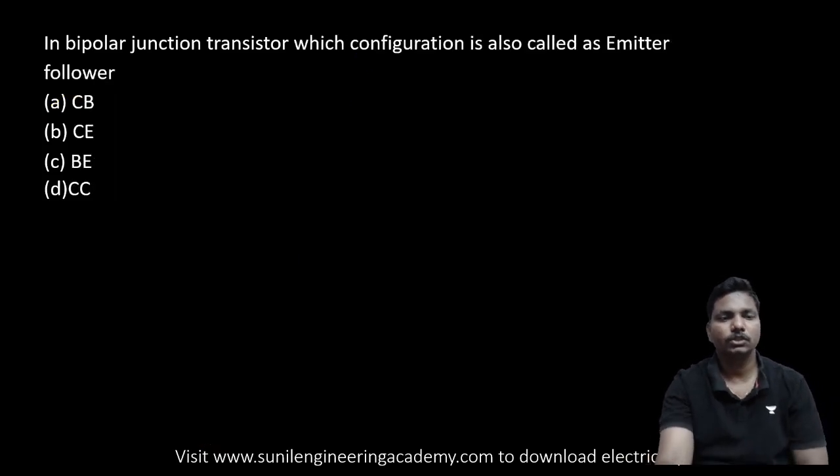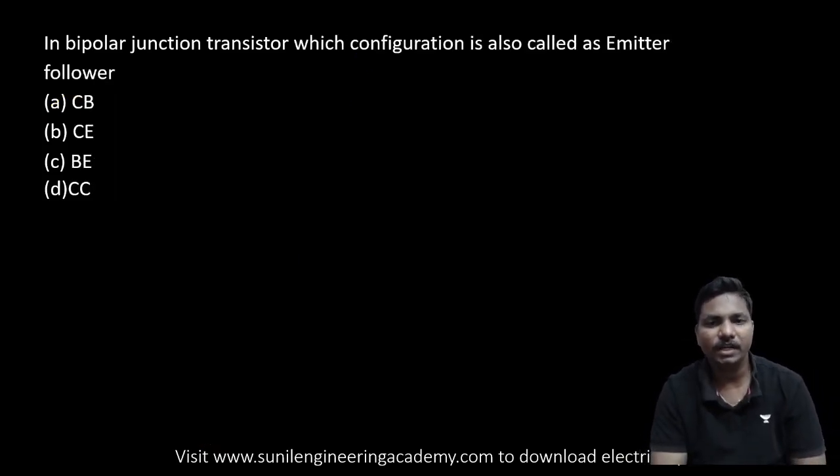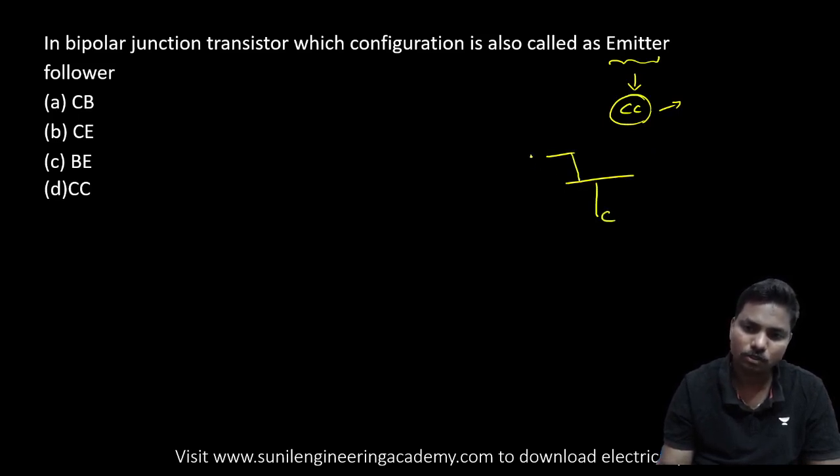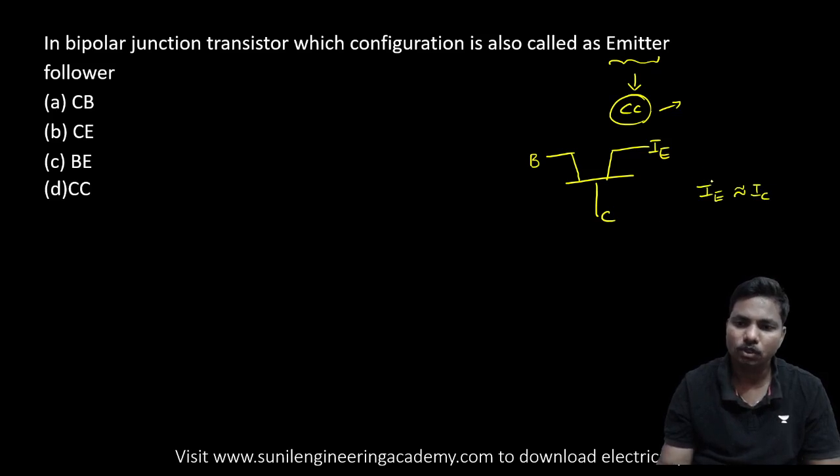Coming to the next question. In a bipolar junction transistor, which configuration is also called an emitter follower? That is common collector. Common collector is also called the emitter follower. Here the collector is common. The base is used as input and the output is taken from the emitter. Here IE is almost equal to IC, both are very nearly equal. That's why this common collector is called the emitter follower.